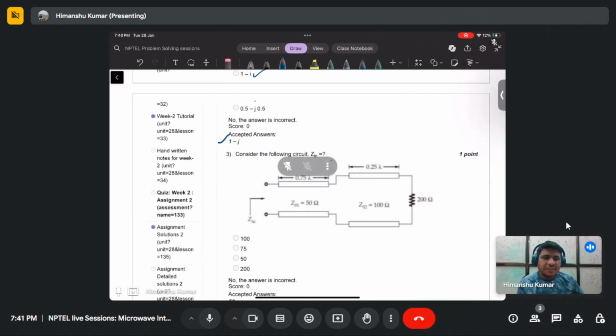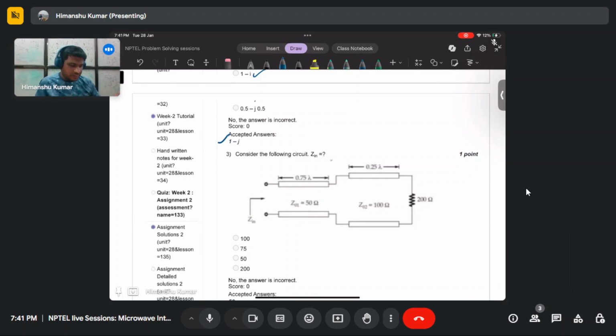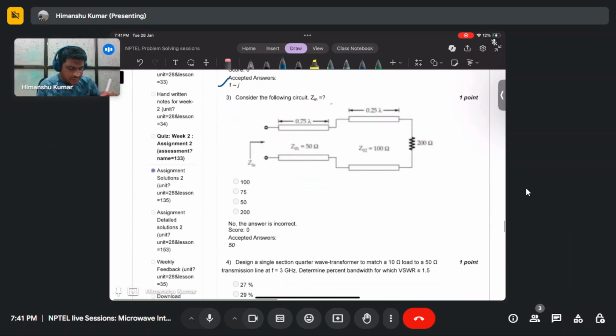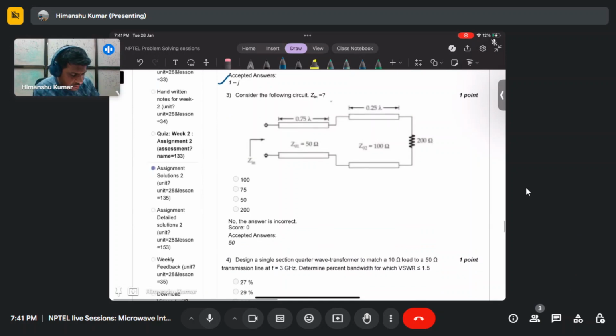So let's move to the next problem. Consider the following circuit.